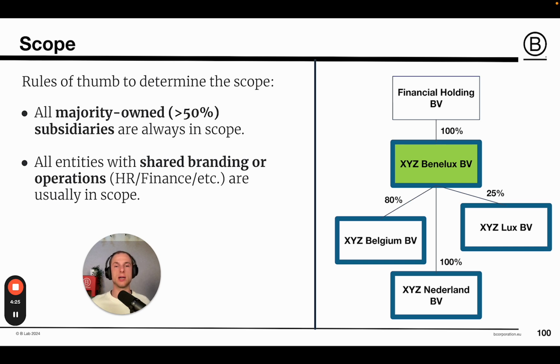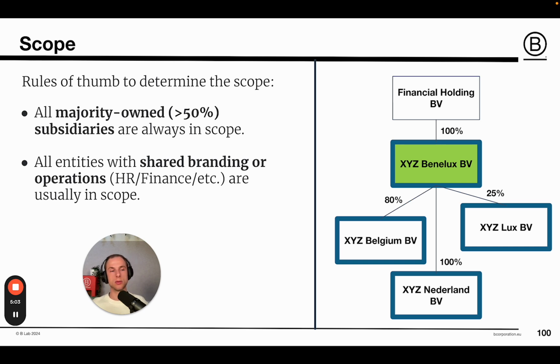All entities with shared branding or operations should also usually be taken into account of the scope. So in this case, that means that XYZ Lux, which stands for Luxembourg in this case, would also need to be taken into account. Why? Because you might say, well, they only have a 25% ownership relationship. But that's true, but they also seem to use the same trading name. So they use the same branding name, right? They also are called XYZ something something.